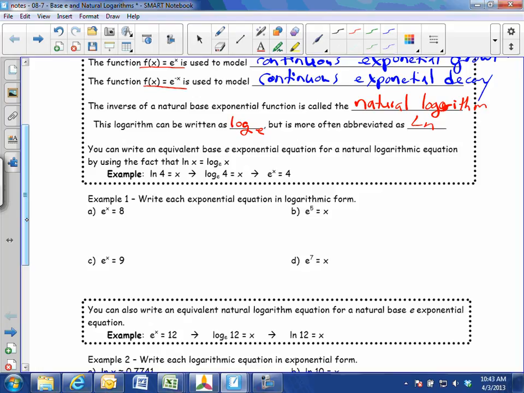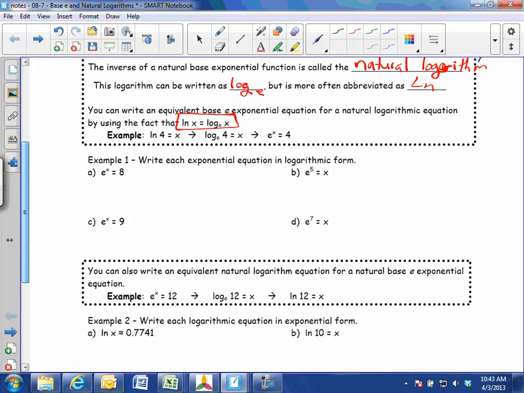You can write an equivalent base e exponential function for a natural logarithm equation by using the fact that the natural log of x is equal to the log base e of x. Questions so far? It will make sense when you do it. Work some problems out.